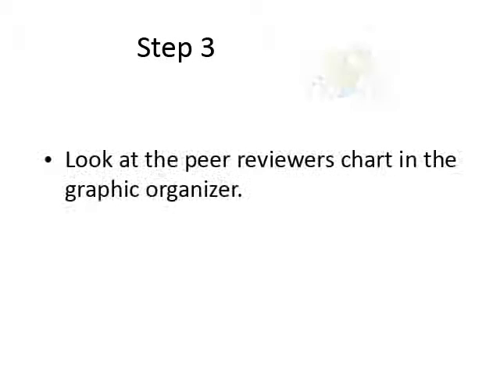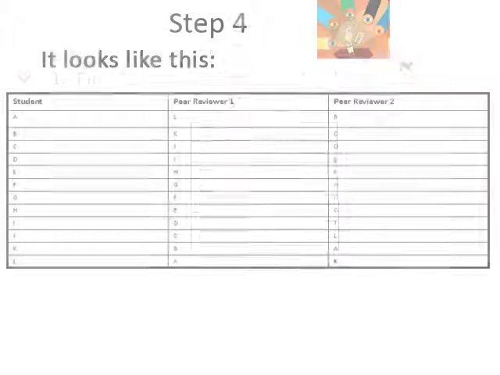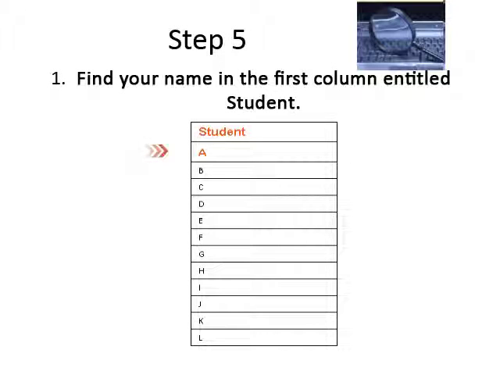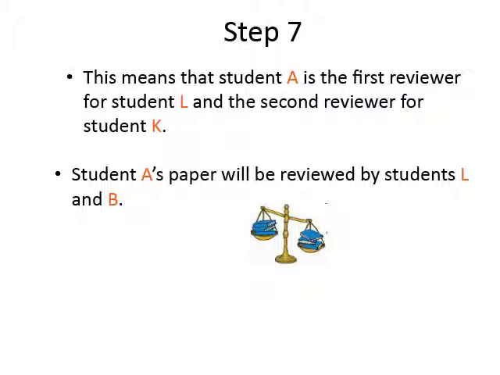To be more fair, I'm having 2 people besides myself evaluate each final paper with peer reviews. For this assignment, you will see a name in each column. I have used letters here as an illustration. For this illustration, we will use Student A. Student A appears as the first reviewer for Student L and the second reviewer for Student K. Student A's paper will be evaluated by students L and B on the line next to Student A's name.